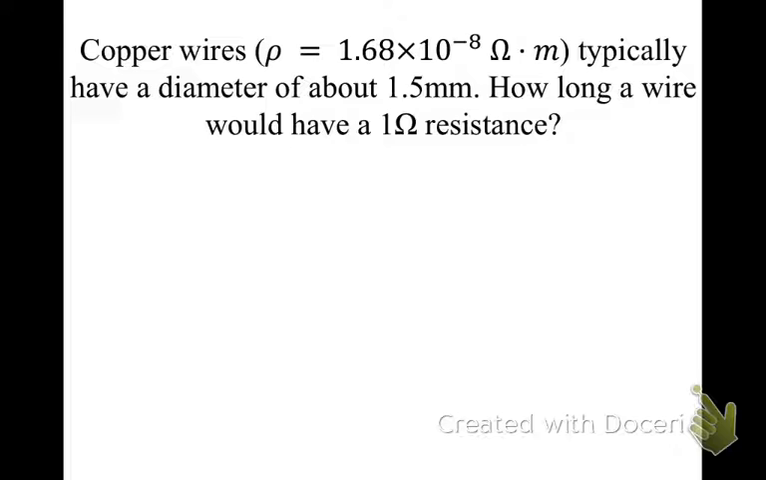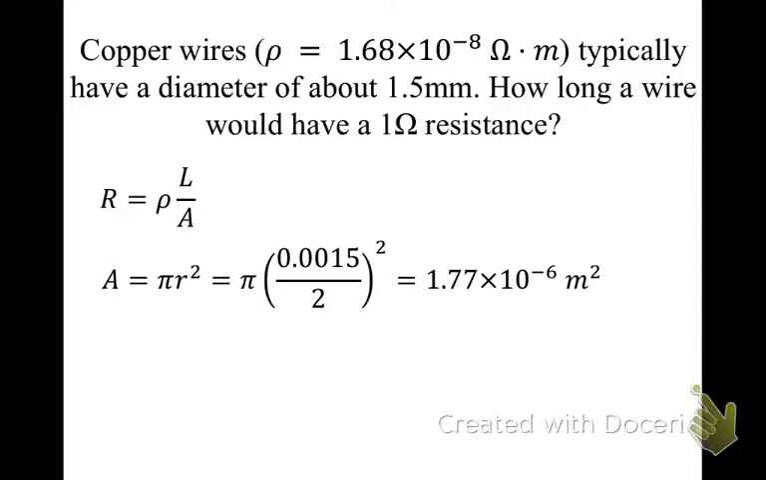All right, so you should have an answer in mind right now. I'm going to start with this, rho L over A, to find the resistance of this wire. Now, I know the resistance is going to be 1. The diameter of this thing is 1.5 millimeters. Divide by 1,000 to get it into meters, divide by 2 to get it to a radius. Pi r squared is the cross-sectional area, which you can see there as some millionth or so of a square meter.